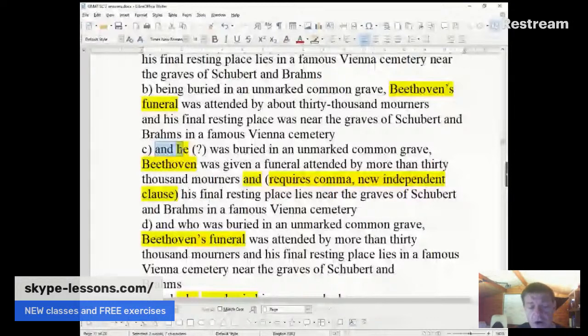Okay, if you look at D, we've got, unlike Mozart, Beethoven's funeral again. That is not okay. That's not acceptable. That's not a good comparison.